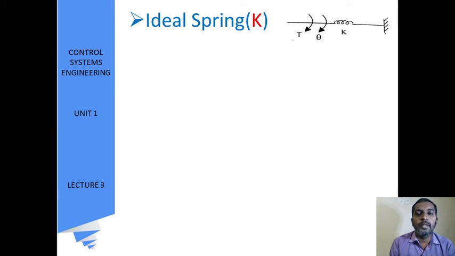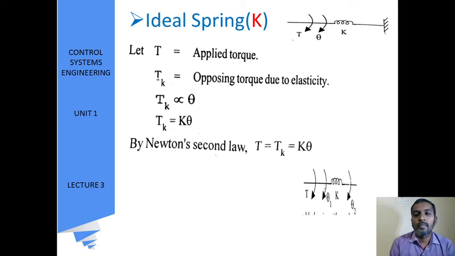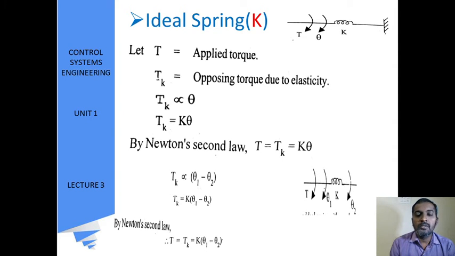Coming to the ideal spring, let the applied torque be T, and Tk is the opposing torque due to the elasticity, and Tk is directly proportional to the angular displacement. It can also be written as Tk equals K into theta. When one or more angular displacements are there, then Tk is directly proportional to theta 1 minus theta 2, which can be represented as T equals Tk equals K into theta 1 minus theta 2.